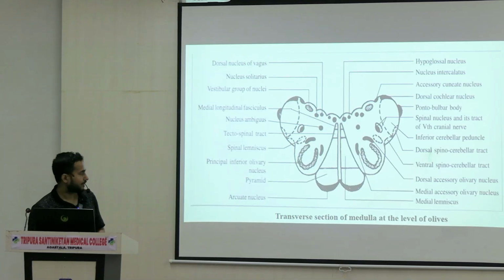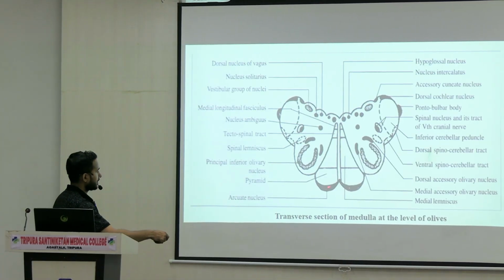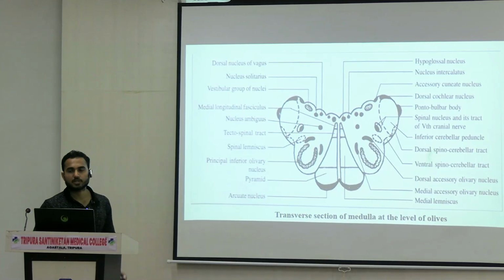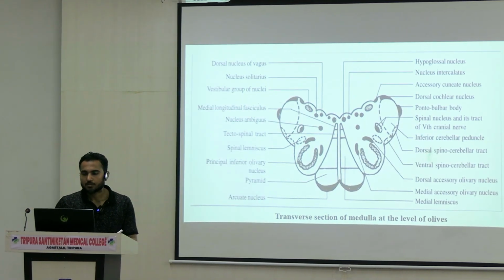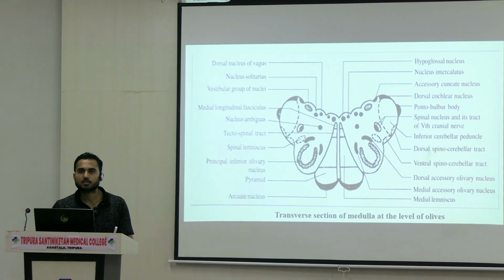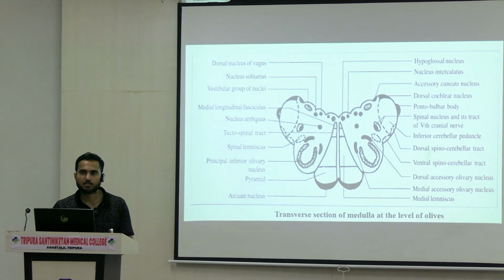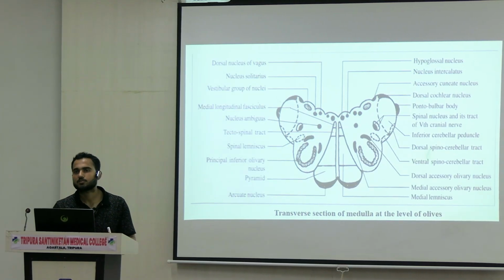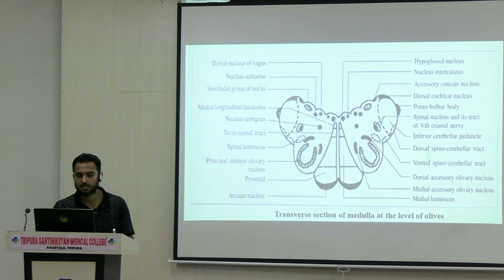Next you can see the arcuate nuclei. Look here, an arcuate nucleus is present on both sides. They are thought to be inferiorly displaced pontine nuclei. The arcuate nucleus lies anteromedial to the pyramidal tract. So the nucleus present anteromedial to the pyramidal tract is called the arcuate nucleus.